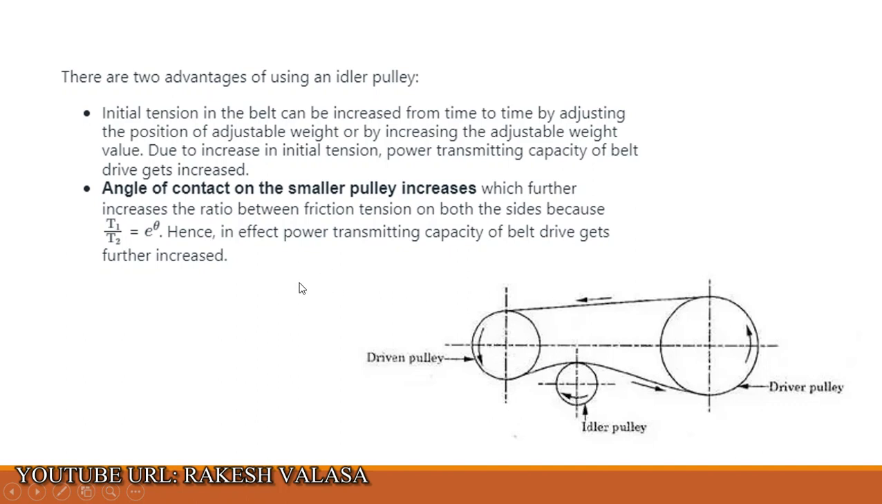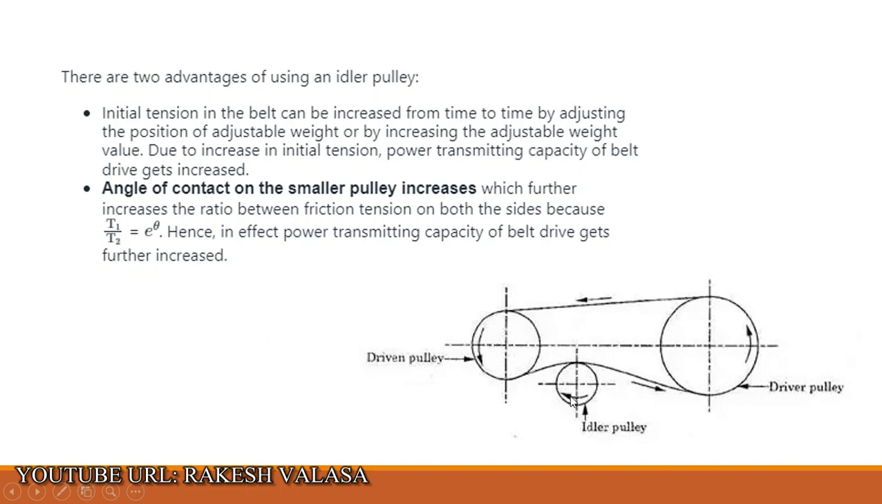The advantage of using an idler pulley is that the initial tension in the belt can be increased from time to time by adjusting the position of the adjustable weight or by increasing the adjustable weight value. Due to the increase in initial tension, that means T1, the power transmitting capacity of the belt drive gets increased, and also the angle of contact on the smaller pulley increases.